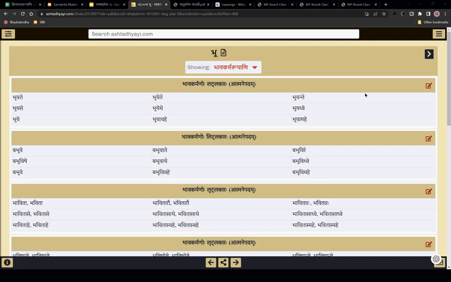Similarly, you can say aham bhavami. Let's say it is Akarmaka. So we can say aham kutra bhavami, right? Aham gruhe bhavami. Then change to Bhave Prayoga. Aham gruhe bhavami becomes Maya gruhe bhuyate.